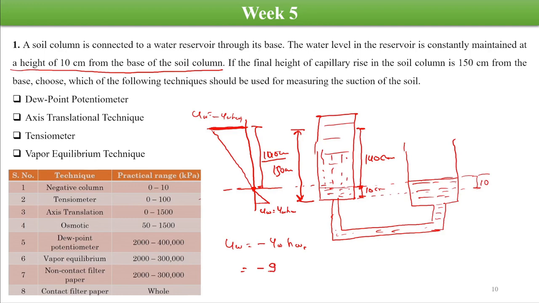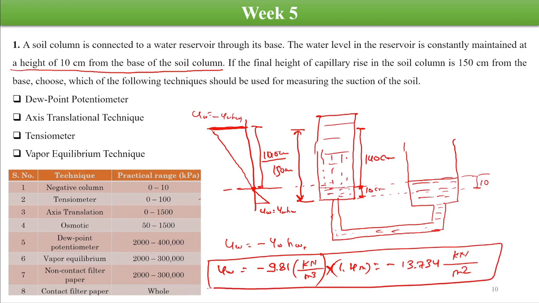So the gamma W we can use 9.81 kilonewton per meter cube multiplied by the height of the water, the capillary rise. The height of the capillary rise is going to be 140 centimeter. Converting into meter, we will write 1.4 meter. So if we calculate, it will come at around 9.81 multiplied by 1.4. That's going to be minus 13.734. So it will be kilonewton per meter square. Fine. So the matric suction which we can expect, the maximum matric suction, is going to be 13.734.